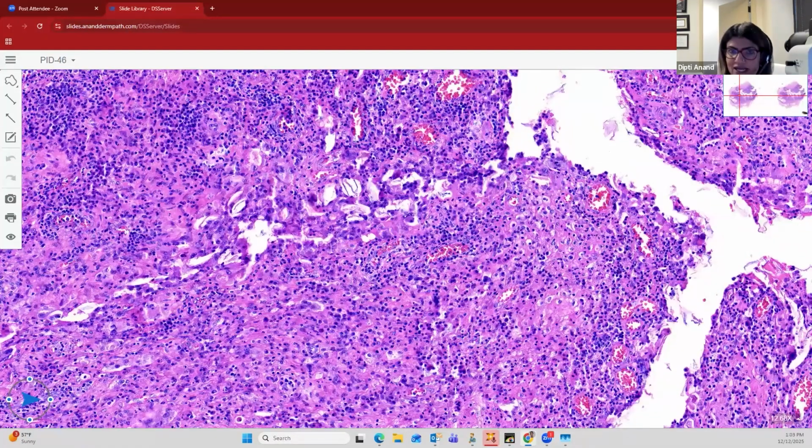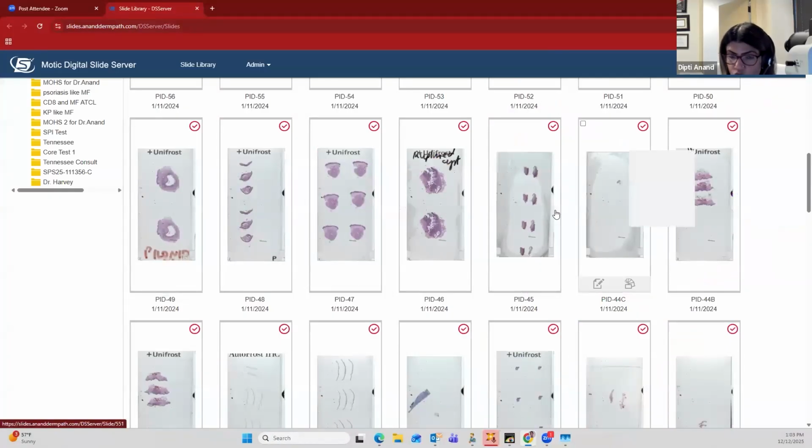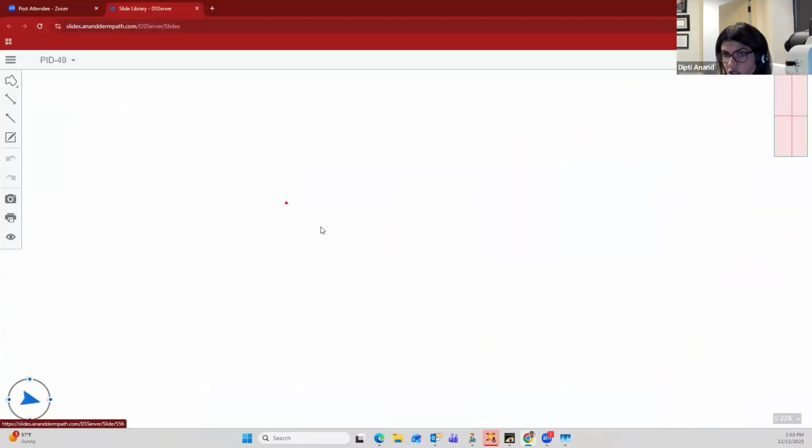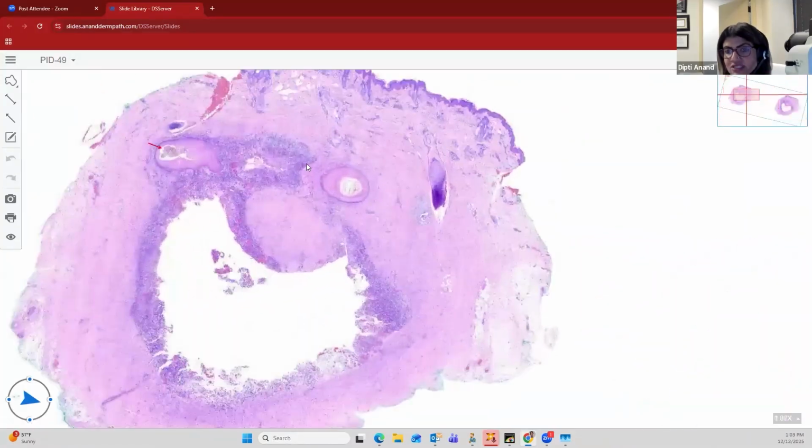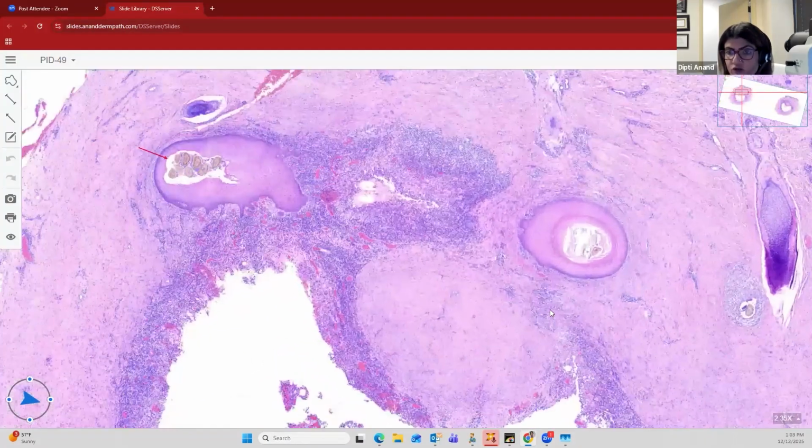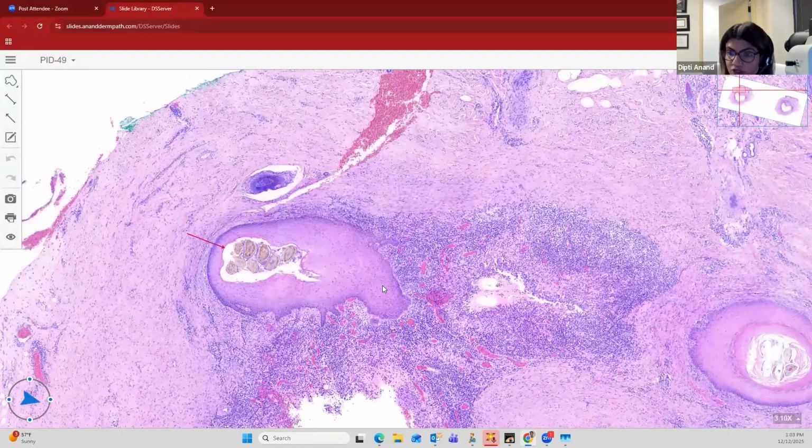I'm going to talk about polylactic acid, so I'm going to come to that. But before that, I want to show you hair shafts. So hair shafts can also incite a foreign body response, right? For example, the term pseudofolliculitis is from ruptured hair shafts. It's not a true folliculitis.